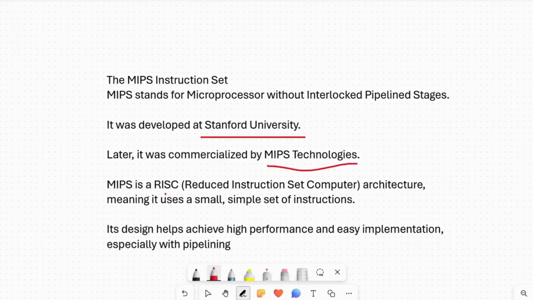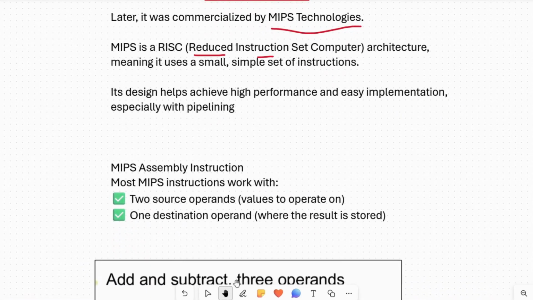MIPS is RISC, which means Reduced Instruction Set Computer architecture, meaning it uses a small, simple set of instructions. Its design helps achieve high performance and easy implementation, especially with pipelining.